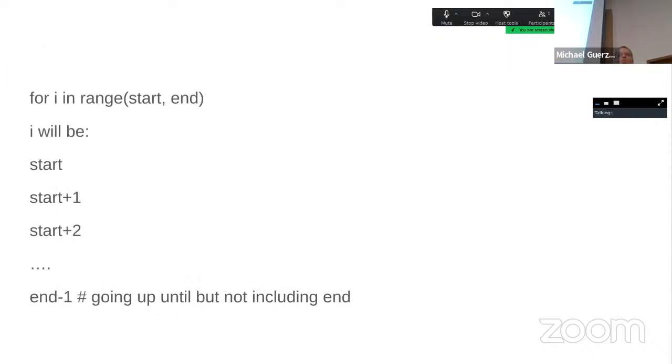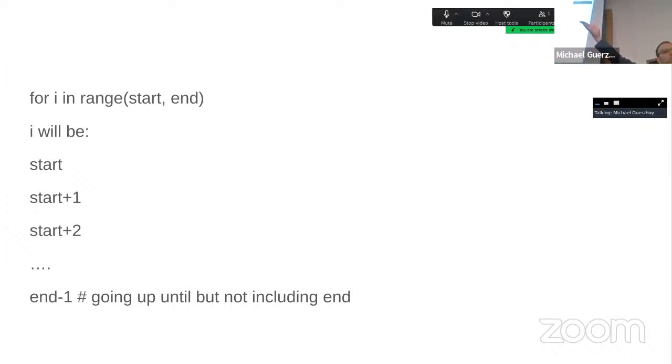So in particular, with the default step where you don't specify what it is, where you just say for I in range start end, it's going to be start and then start plus one and then start plus two and so on. And you go up to, but not including end, which means that you go up to and including end minus one. Okay. And that's a different way of answering your question from over there.